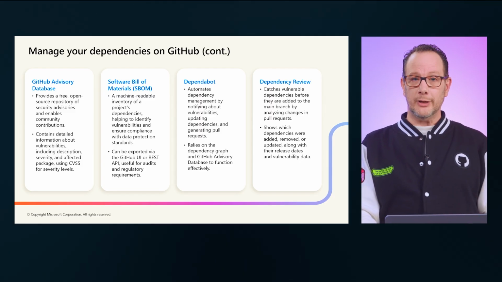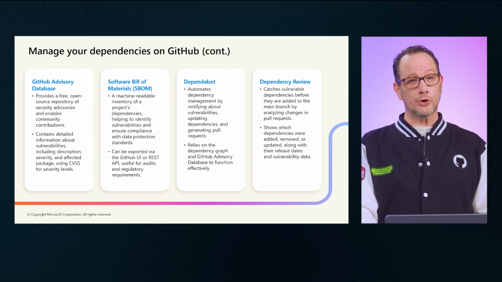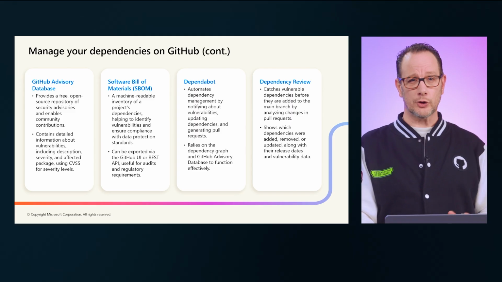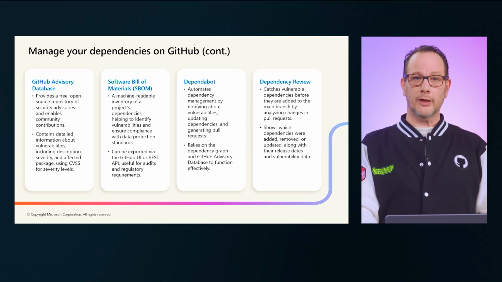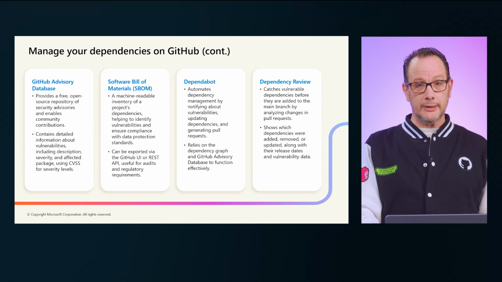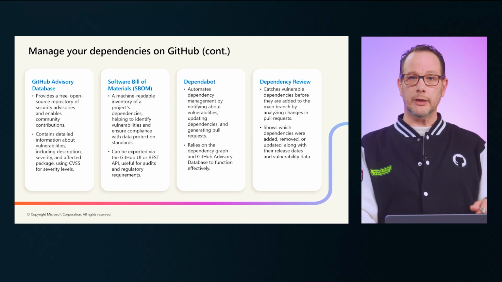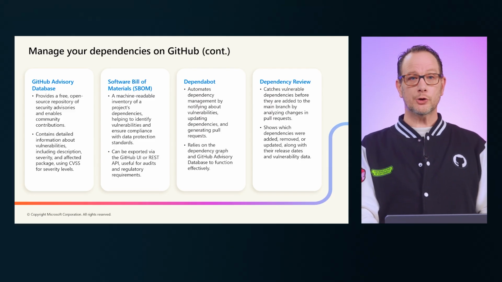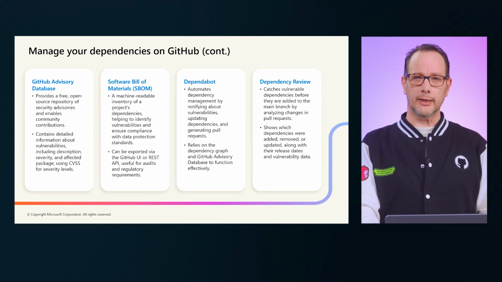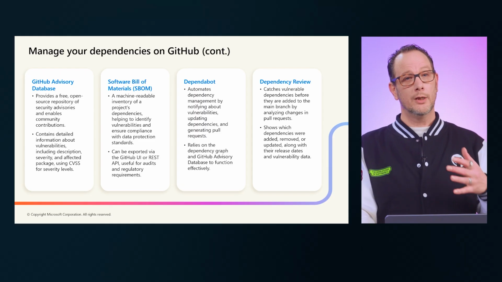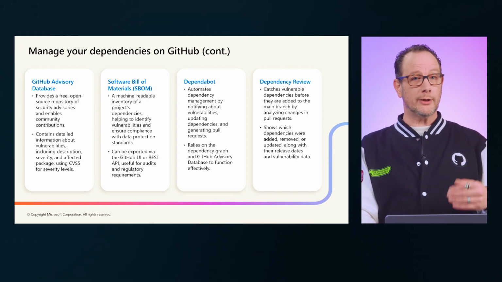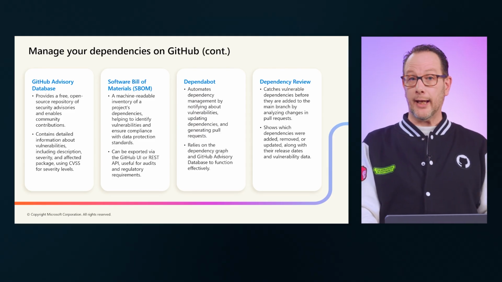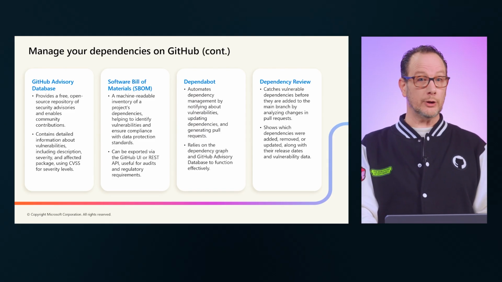The GitHub Advisory Database is a free open-source repository packed with security advisories from across the software world. It provides detailed information about vulnerabilities, including severity and which packages are affected, using industry-standard scoring systems like CVSS. This basically means you can quickly assess the risk level of any issue and then take action before it starts impacting your project.